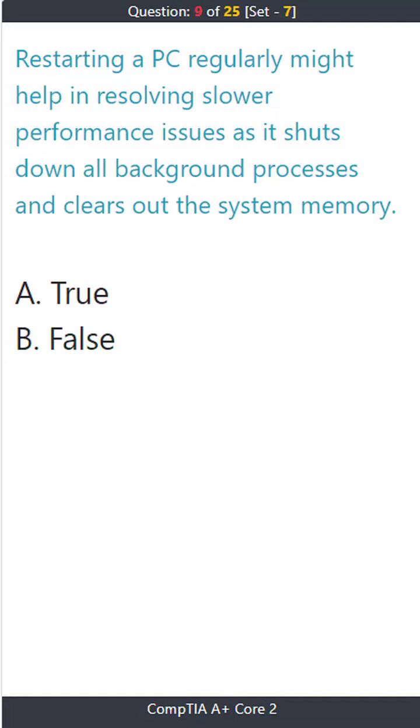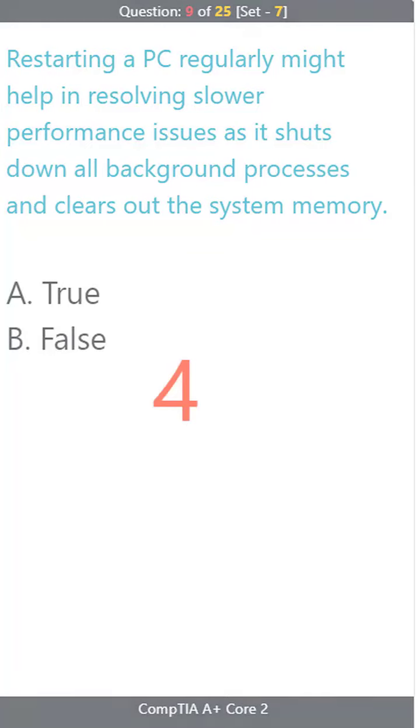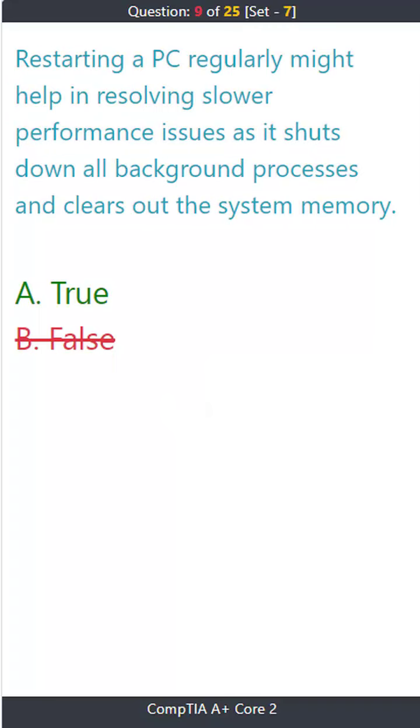Question 9. Restarting a PC regularly might help in resolving slower performance issues as it shuts down all background processes and clears out the system memory. A. True. B. False. The correct answer is A. True.